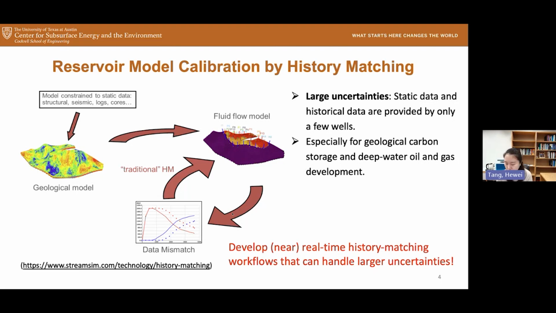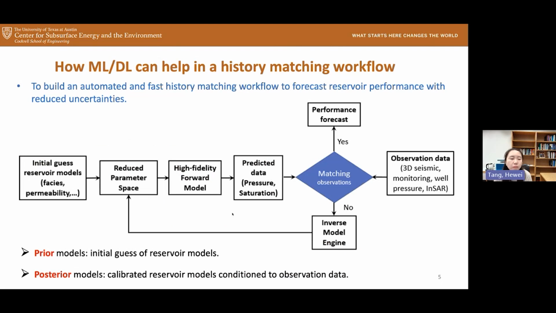So how could we do this? Building an automatic history matching workflow has been studied for decades, and we can view it as an optimization process where we update our parameter space to reduce the mismatch between prediction data and observation data. Then, with the calibrated model, we can further do performance forecasting.